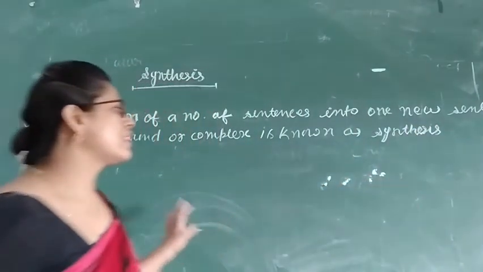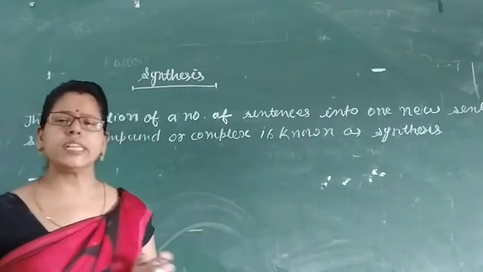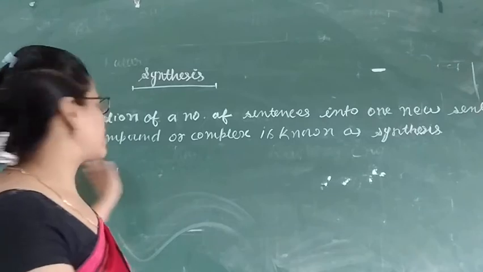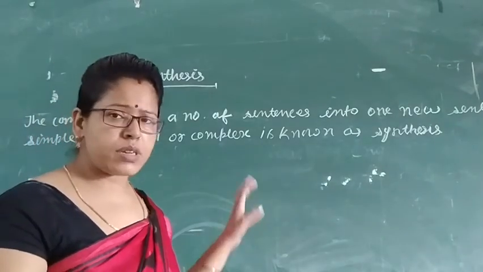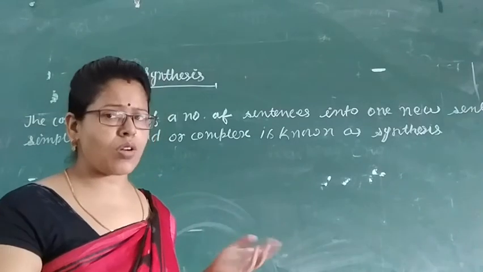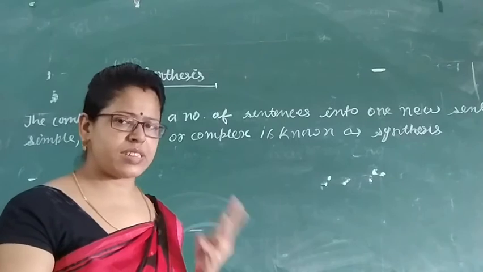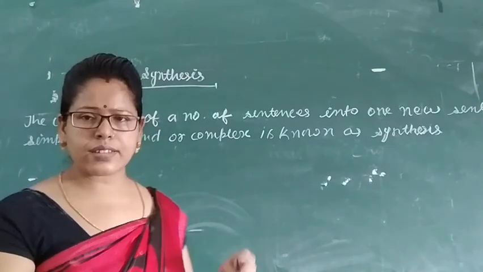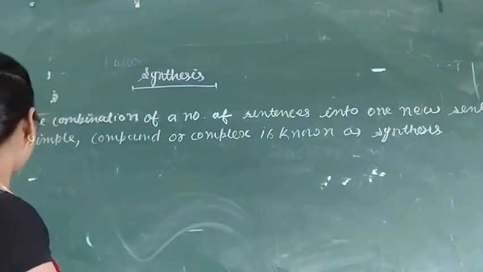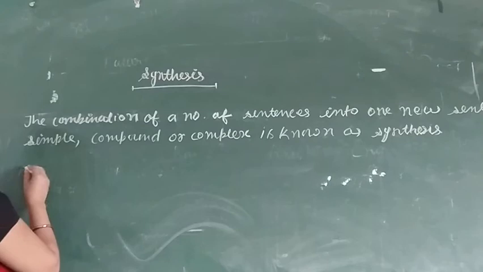So it is nothing but the combination of a number of sentences into one new sentence, and the new sentence may be simple, compound, or, after combination, a complex sentence. So basically we have to study three kinds of sentence: a simple sentence, compound sentence, and a complex sentence. So this was the definition.